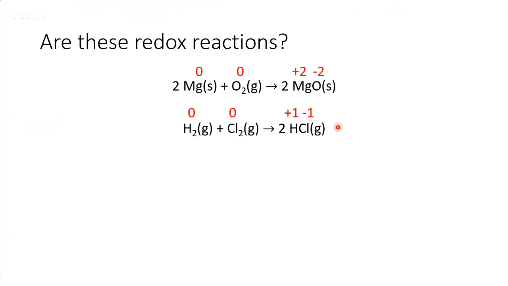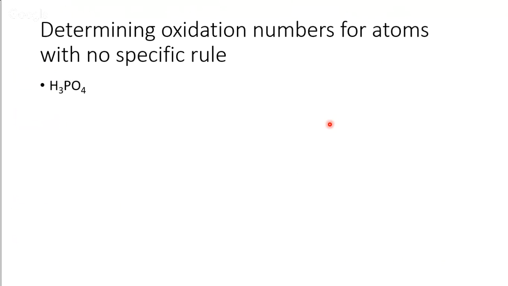All right, so in both of these cases, the oxidation numbers of our elements change. So for magnesium from 0 to +2, for hydrogen from 0 to +1, for oxygen from 0 to -2, and for chlorine from 0 to -1. So each of these represents a redox reaction. All right, many atoms don't have a specific rule for determining oxidation numbers. So then we can use this rule. The sum of the oxidation numbers is equal to the charge on the molecule or ion.